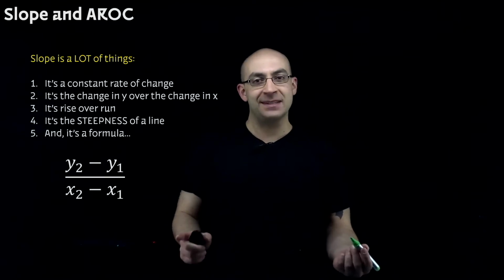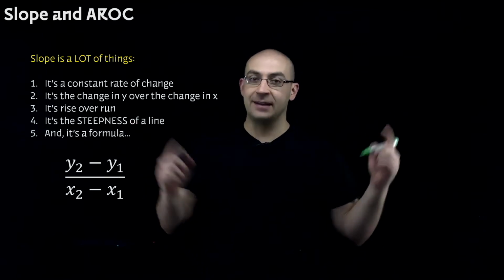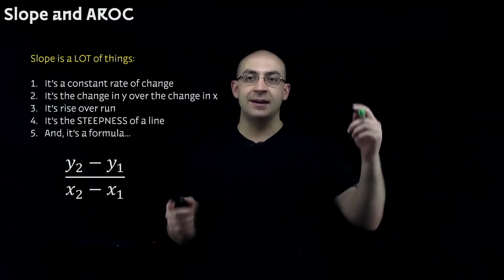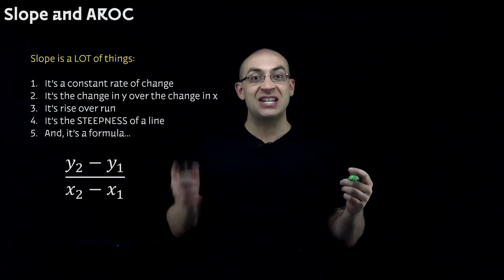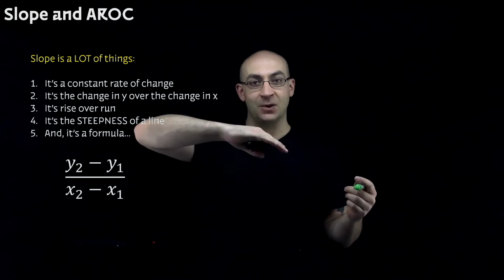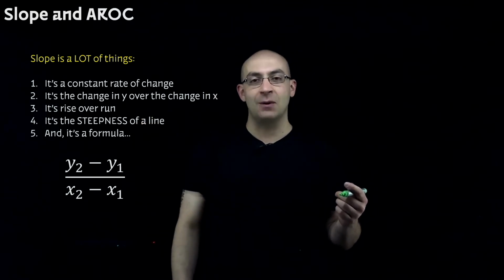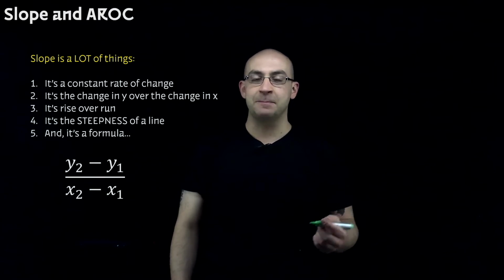A lot of people get that mistaken with how long the line is. Slope has nothing to do with the distance of the line, like from one point to another. It is all about what the steepness is. So it can be really steep or it can not be very steep. And it's a formula, y2 minus y1 over x2 minus x1.